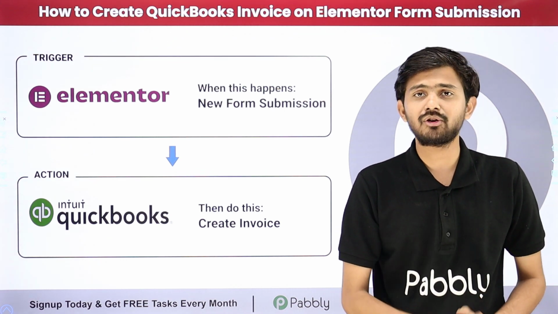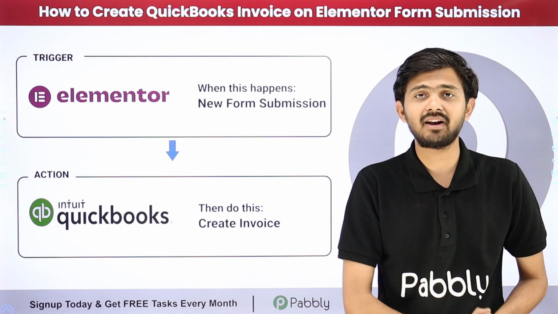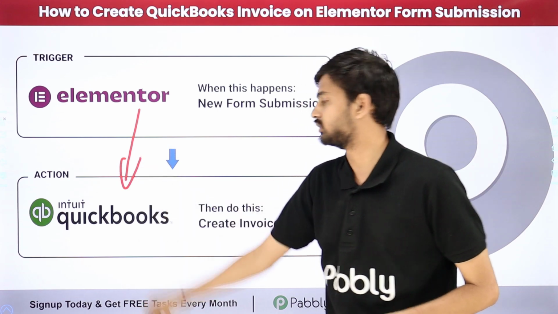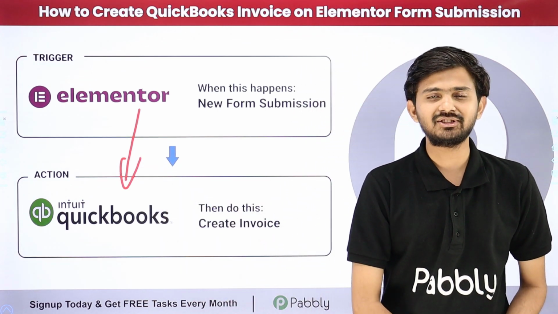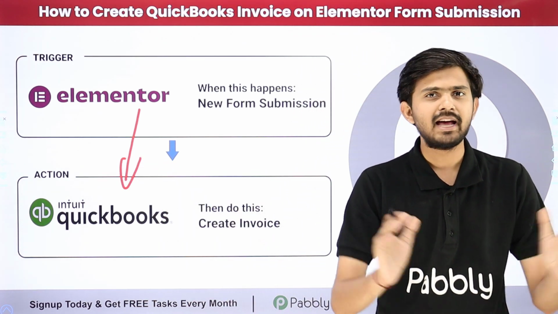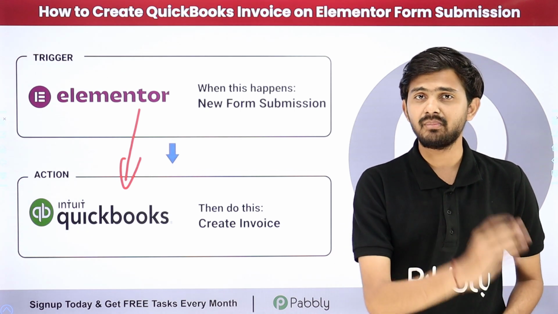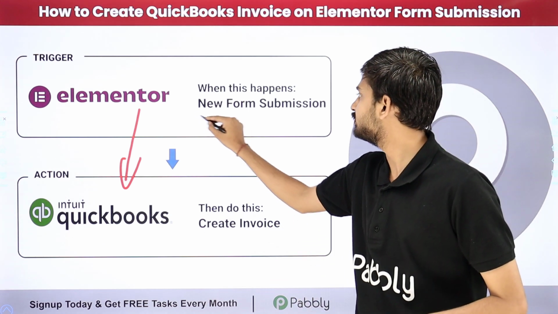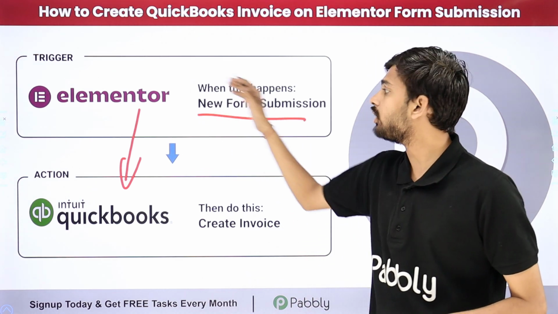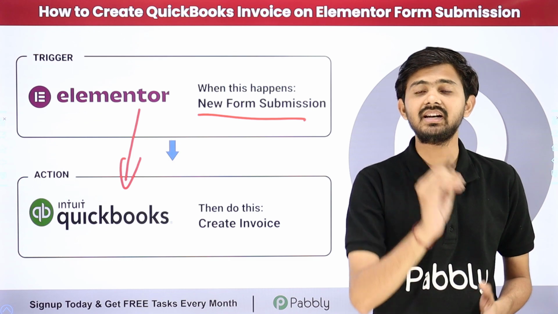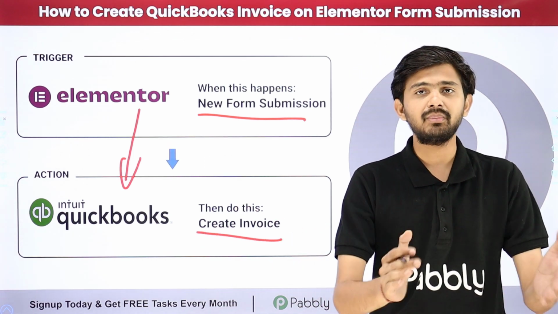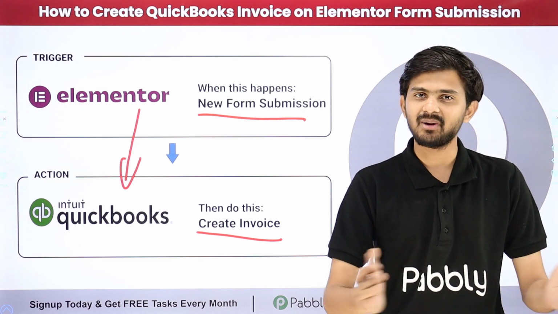So here I want to do this automatically, and for that I need to set up an automation and connection between Elementor and QuickBooks. So for building this connection, I'm going to use Pabbly Connect. So Pabbly Connect is an amazing software for automation and integration. Now with Pabbly Connect, whenever I'm going to receive a new form submission through Elementor form, then automatically by using all those details, I will create an invoice in QuickBooks. So how I'm going to build this connection? For that, let me take you to my computer screen.